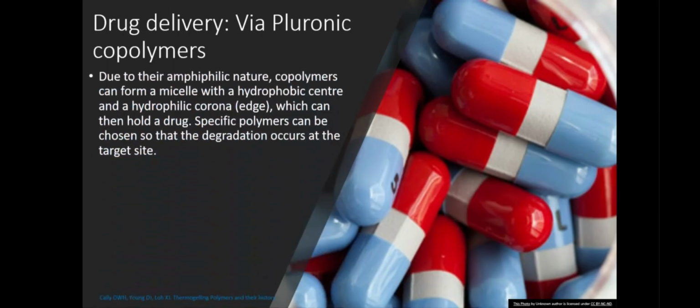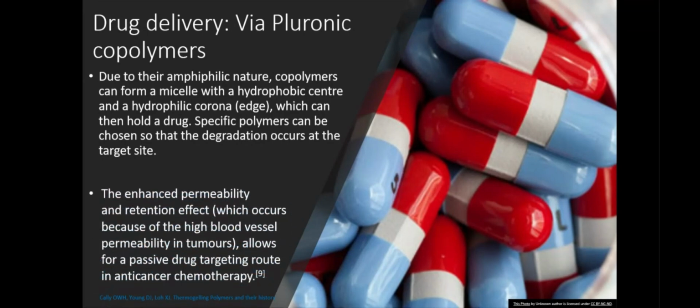So, chloronic copolymers, what can we use them for? Well, I'll tell you, drug delivery. Due to their amphiphilic nature, chloronic copolymers can form a micelle with a hydrophobic center and a hydrophilic corona, or edge, which can then hold a drug. Specific polymers can be chosen so that the degradation occurs at a target site. The enhanced permeability and retention effect, which occurs because of the high blood vessel permeability in tumours, allows for a passive drug targeting route in anti-cancer chemotherapy.